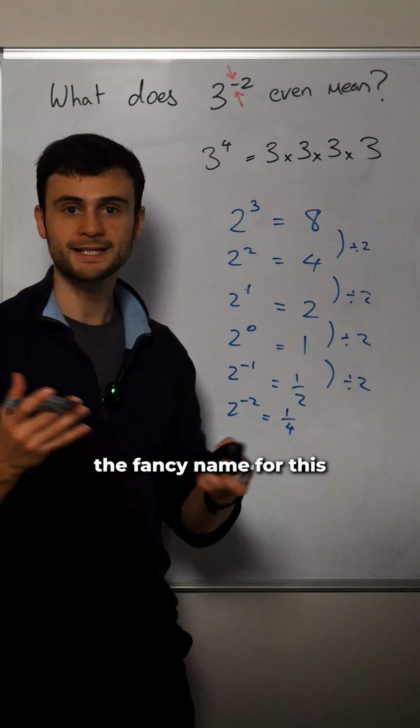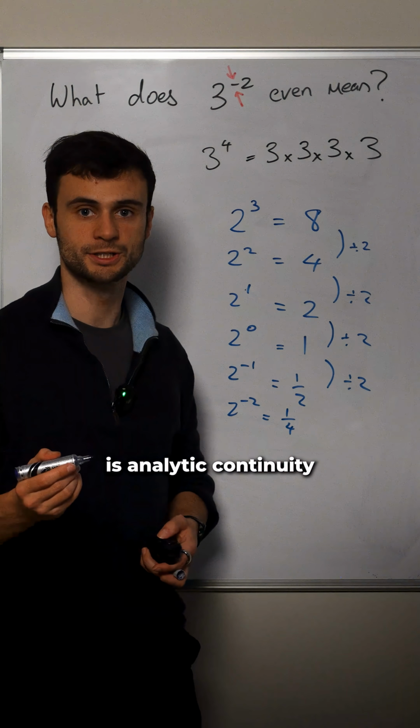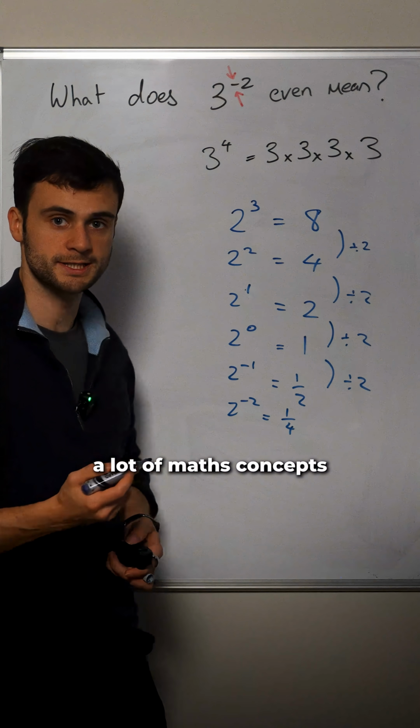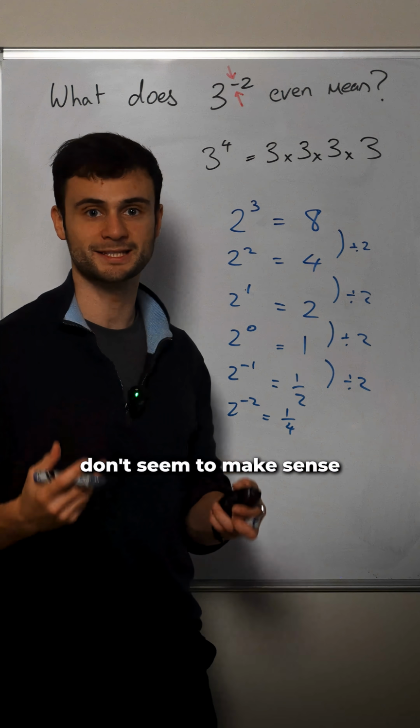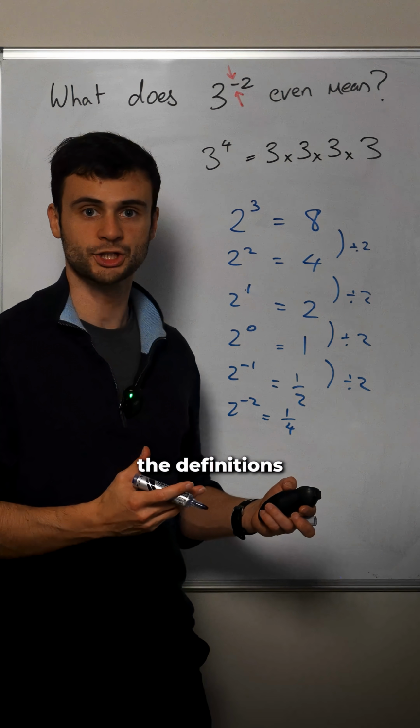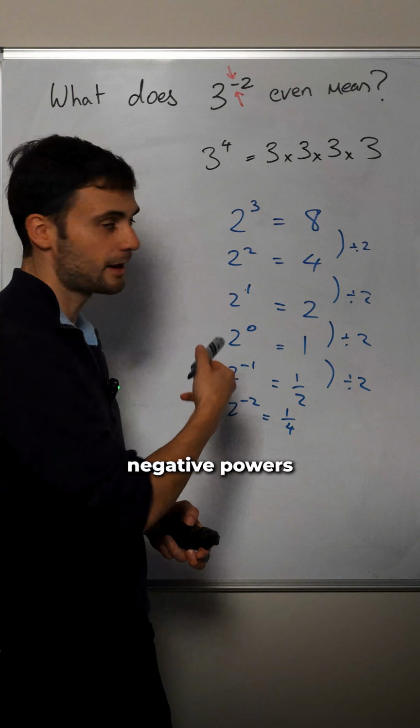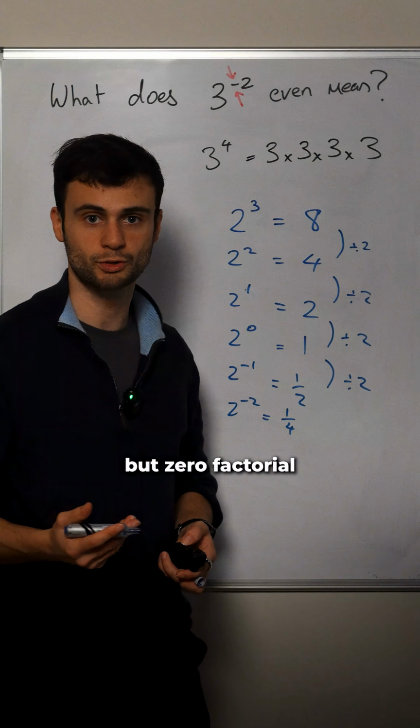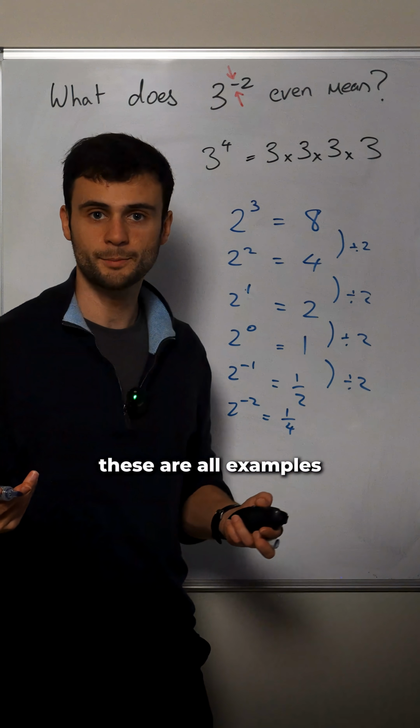And that pattern, the fancy name for this, is analytic continuity. And this is how a lot of maths concepts that actually don't seem to make sense when we're just considering the definitions, this is how they start. Negative powers is one example, but 0 factorial, complex numbers, these are all examples of the same thing.